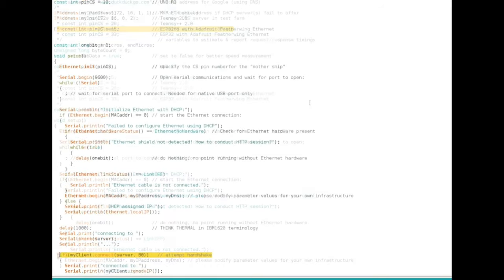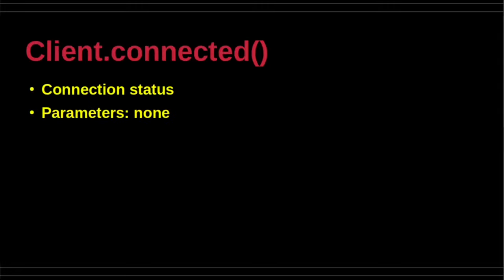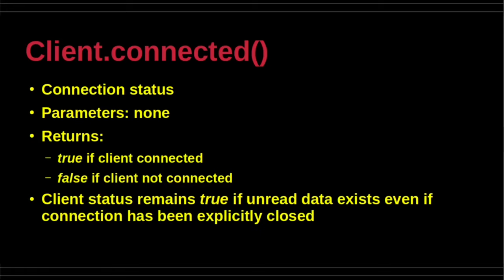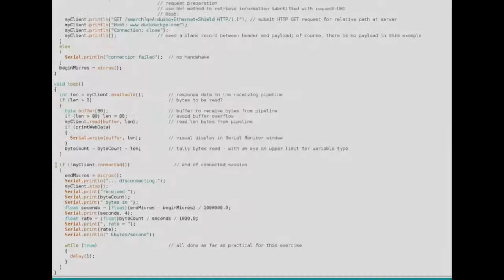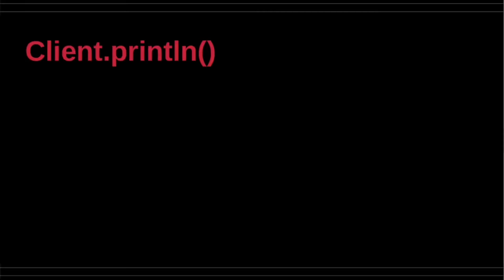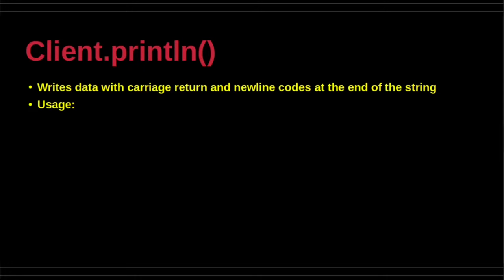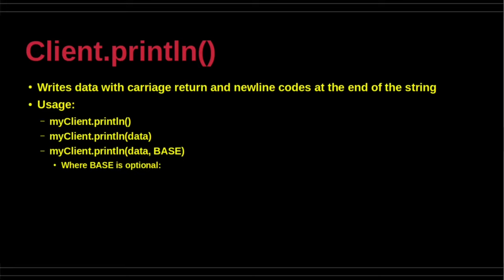To ascertain the current status of a network client connection, use the connected method, which returns a true or false response to the connection status. Even if the connection has been explicitly closed, but there is unread data in the buffer, then the status will remain true. The println method is similar to the very familiar one in the serial class.